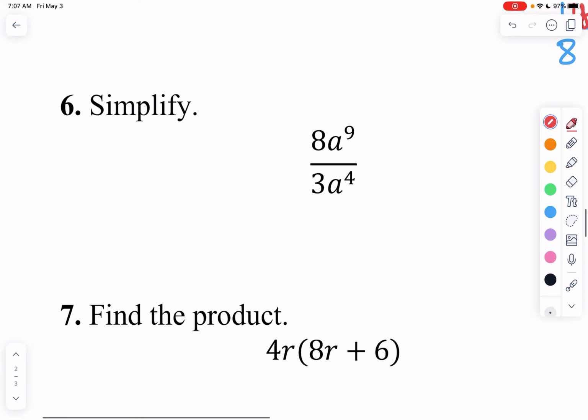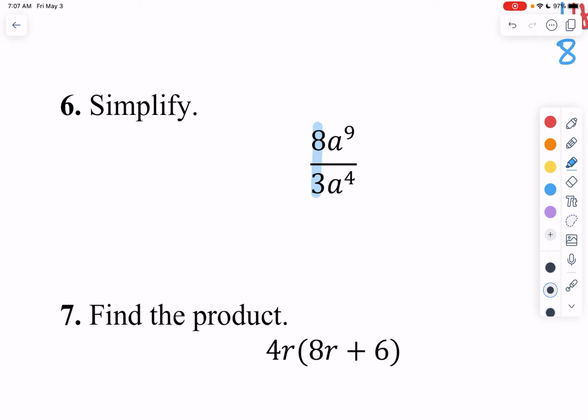All right, number 6. This one is similar to ones we've been solving, except for the fact that 8 divided by 3 is a nasty decimal, but we also cannot simplify, okay?